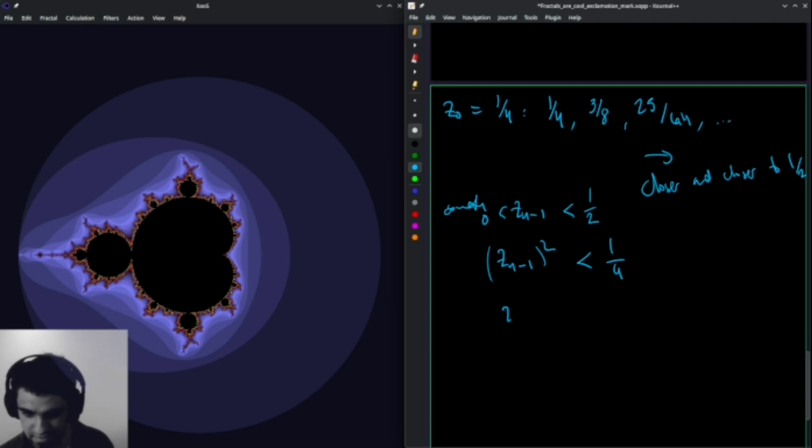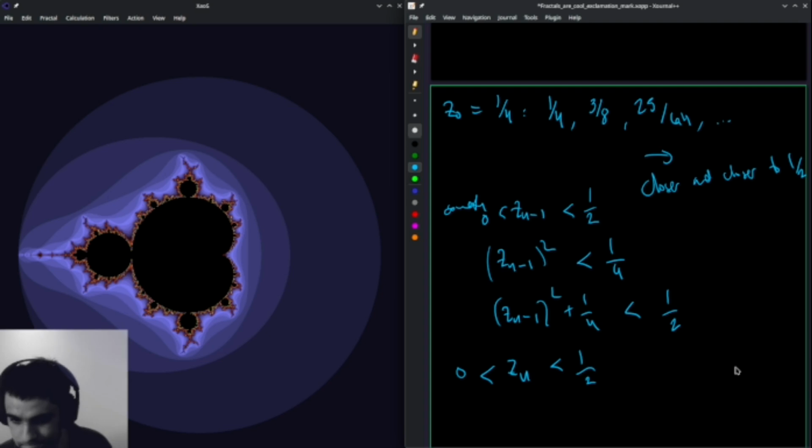And this means that z_n = z_{n-1}^2 + 1/4 is going to be still less than a half, which is like a quarter plus a quarter. So just take this equation, add a quarter on both sides, and get that z_n is less than a quarter, but it's still positive. Yeah, so this sequence is never going to reach a half, and so it is once again bounded.